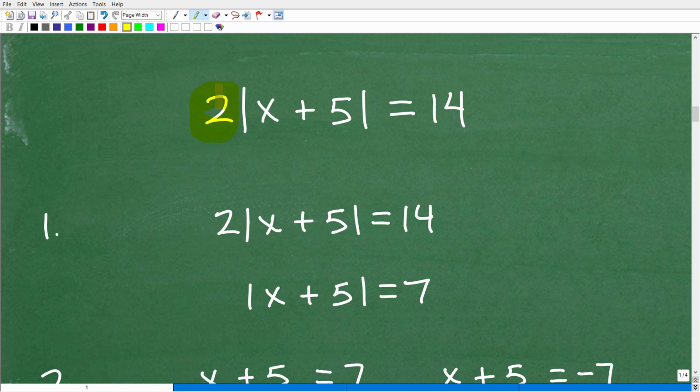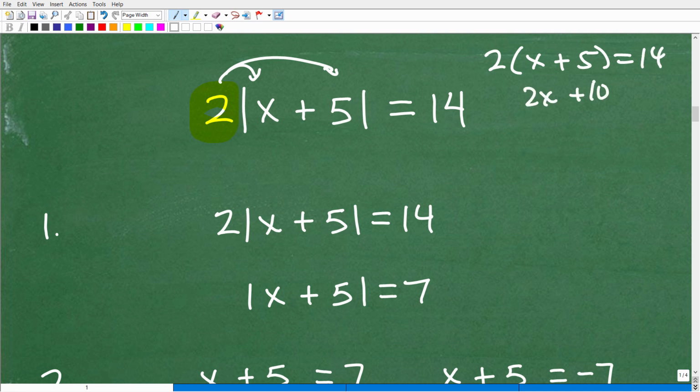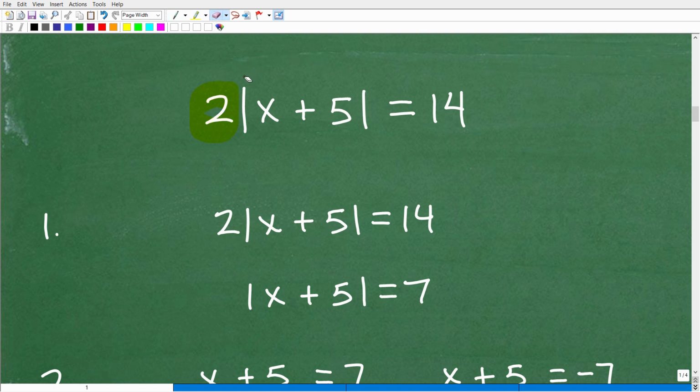Now, one of the things that a lot of students do, it's a very common mistake, is they confuse this absolute value function with a grouping symbol, like 2 times x plus 5 is equal to 14, and then they go, oh, 2x plus 10. They try to solve this like an actual equation. That's not the case. Remember, you cannot distribute this outside number here. But our main goal is to isolate. We want to isolate this absolute value part of the problem.